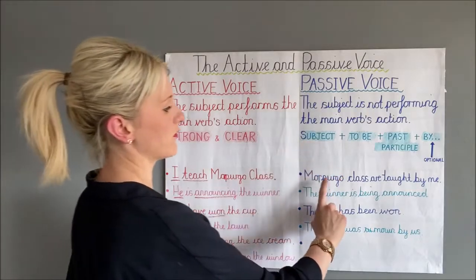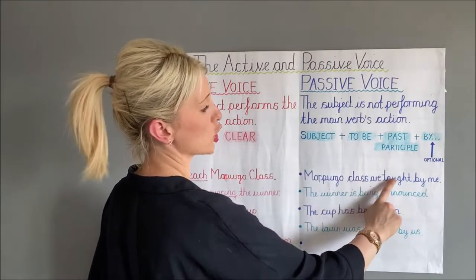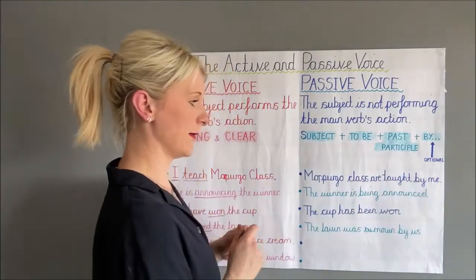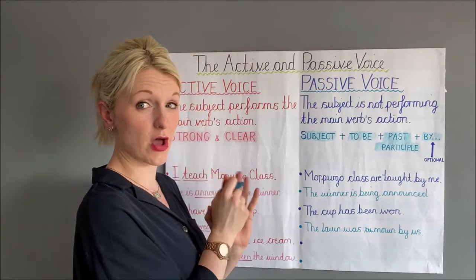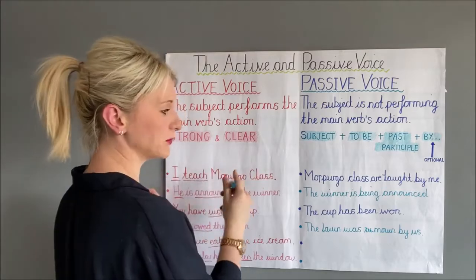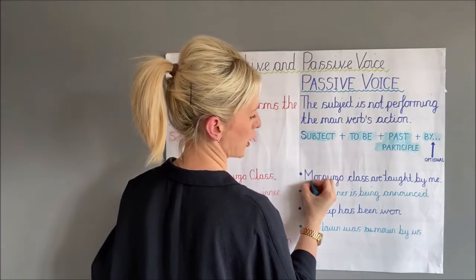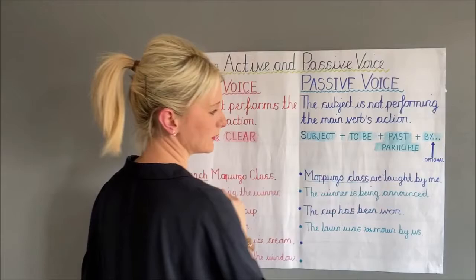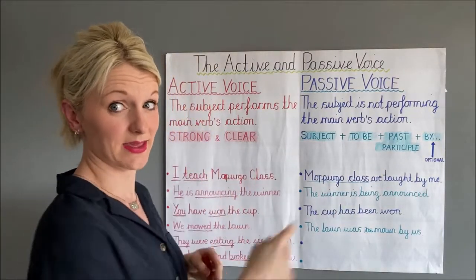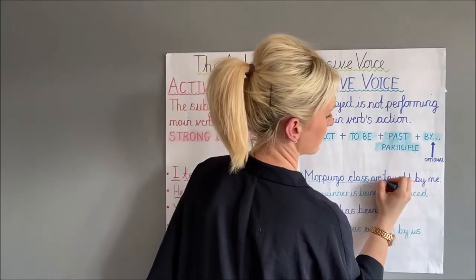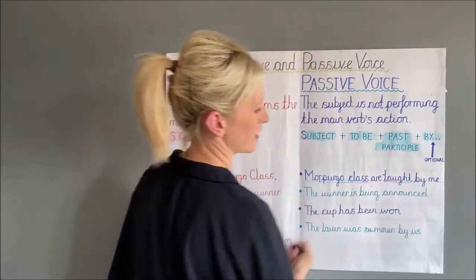So in this sentence, we've got "More Pergo class are taught by me." Now the subject in that sentence, remember the subject will always come before the verb, always, always, always. The subject in this sentence is More Pergo class. The main thing that is happening is about this teaching. So this verb, taught, that's our main verb.